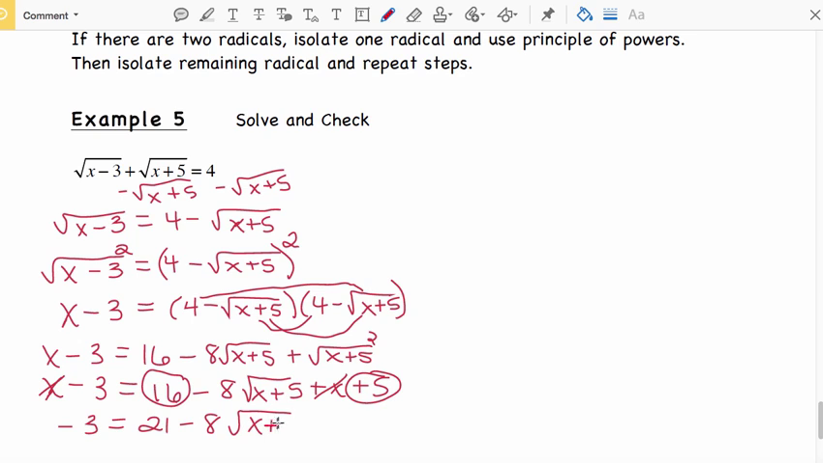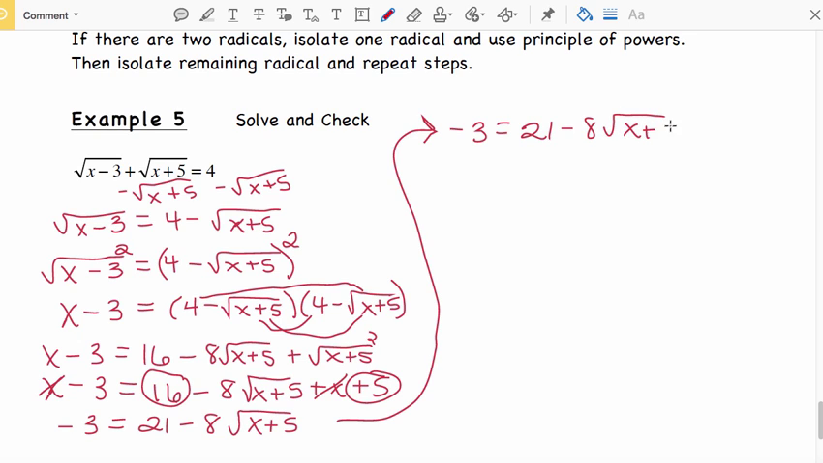And I have everything distributed. I have everything cleaned up. There's nothing else I can do at this point. So I'm going to go ahead and repeat the process, and I'm going to isolate my radical that still remains. Okay, so the first thing I'm going to do is I'm going to subtract 21 from both sides. I get negative 24 is equal to negative 8 root x plus 5.